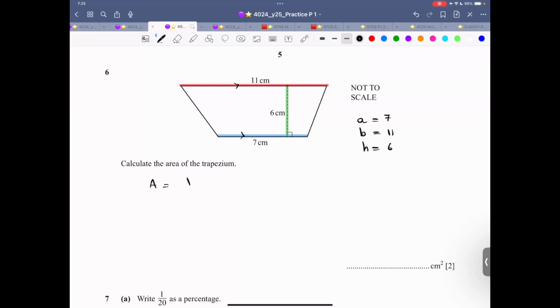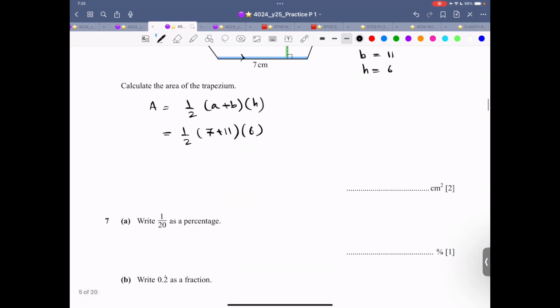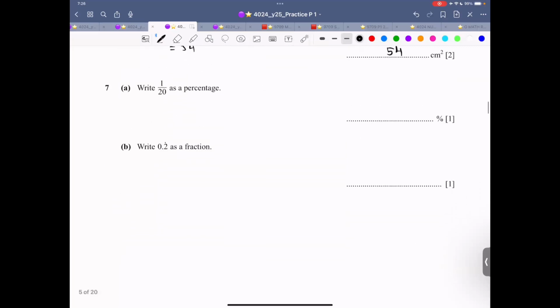So area is half the sum of parallel sides, A plus B, into H. That is half, 7 plus 11, into H. H is 6. 7 plus 11 is 18. And this is 6. So 2 ones are, 2 nines are, 9 sixes are 54. So therefore, the answer is 54 centimeters squared.